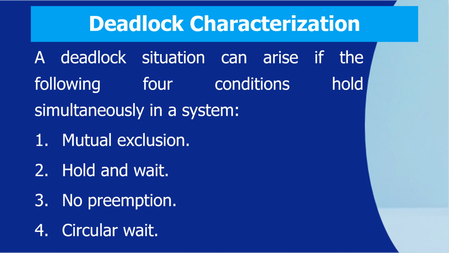Deadlock characterization. We will see in what situation deadlock will occur. That is, a deadlock situation can arise if the following four conditions hold simultaneously in the system. First one is mutual exclusion, second hold and wait, third no preemption, fourth one circular wait.